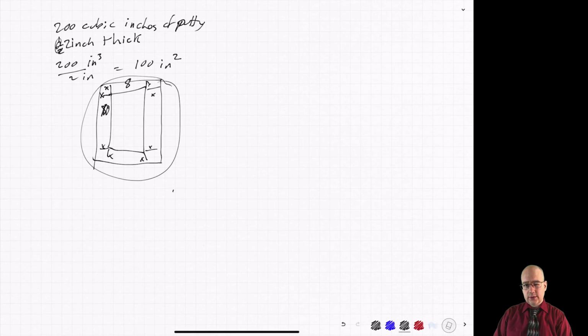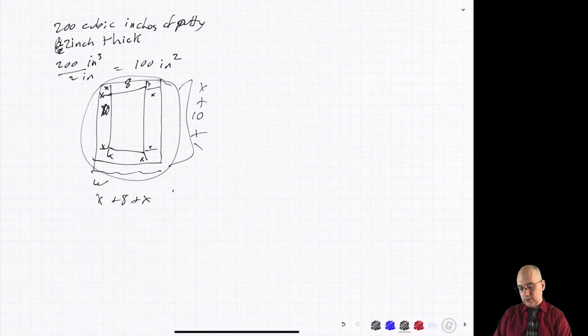Now, what is it in terms of the actual computation? Well, what's the width? The width here is going to be x plus 8 plus x, and here it's 10 plus x plus x, right? And what's area? Area is length times width. And so we have 2x plus 8 times 2x plus 10 equals 100. Good, that's nice.